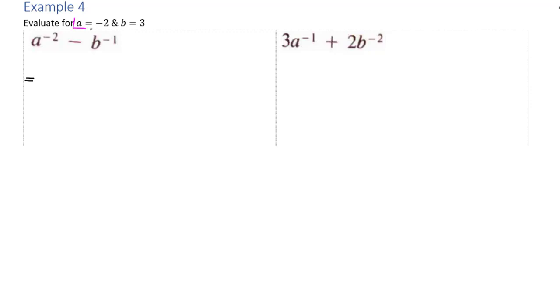Whenever we are substituting, we need brackets. Bracket, bracket to the negative 2. Notice that negative 2 is on the outside of the bracket, right? Minus B. Well, what is B here? Let's get a different color. There we go. I'm going to use orange. Bracket, bracket to the negative 1 on the outside of the bracket.